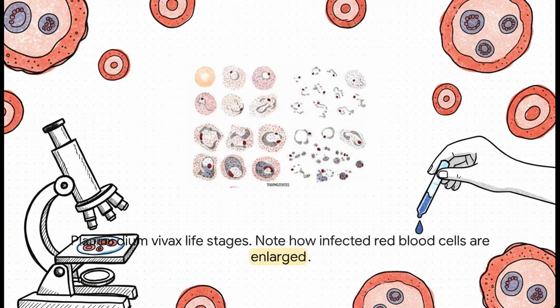Now contrast that with this one, Plasmodium vivax. Notice how its later stages are round, not crescent-shaped. It also has this weird habit of enlarging and distorting the red blood cells it infects. Spotting these subtle little differences is really the core of the diagnosis. It lets a technician identify the exact culprit and get the patient on the right course of treatment.